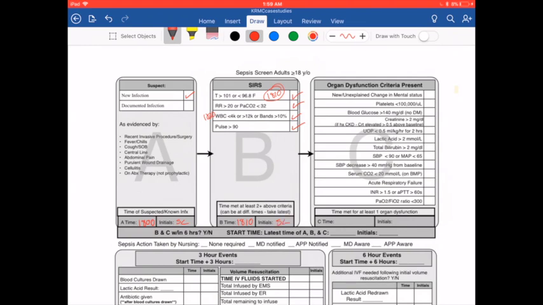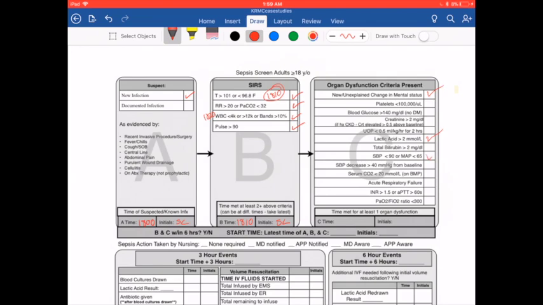And then we'll move on to the last column with the organ dysfunction criteria. So we know that the patient came in and they were confused, as noted by the daughter. Labs were drawn and the lactic acid was 4.2. And then the patient was also hypotensive.